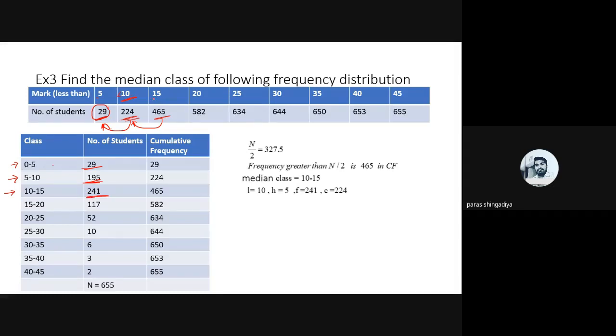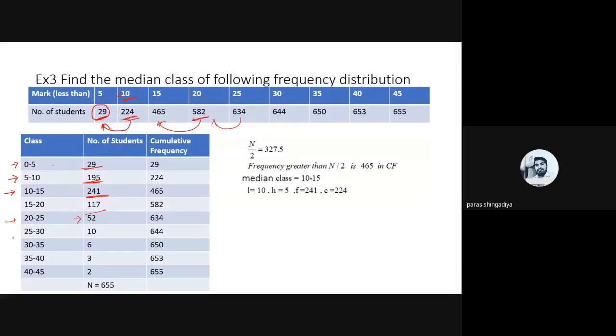And then 15 to 20. Up to 15, 465 students are there, and up to 20, 582 students are there. So in between 15 to 20, how many students will be there? 117, that is 582 minus 465. And then 20 to 25: up to 25 it is 634. So 634 minus 582 is equal to 52.